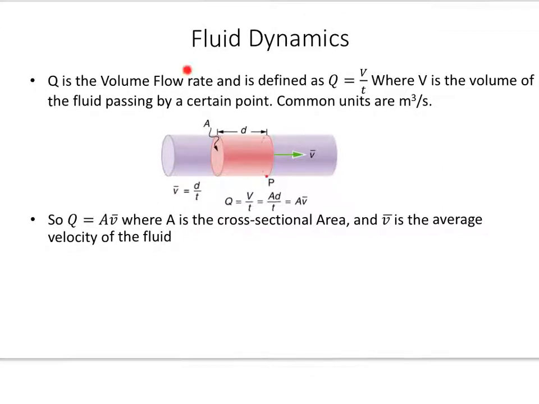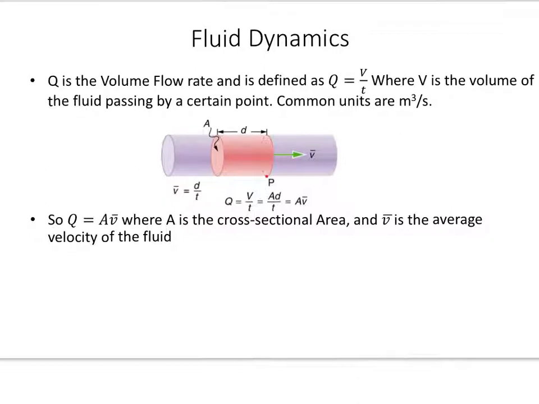This video deals with fluid dynamics, which is essentially fluids that are moving. So the first thing is to define something called the volume flow rate. The symbol for it is Q, and it's V divided by T, where V is the volume of the fluid, and of course T is time. Common units are cubic meters per second, although you could have other units like liters per second.